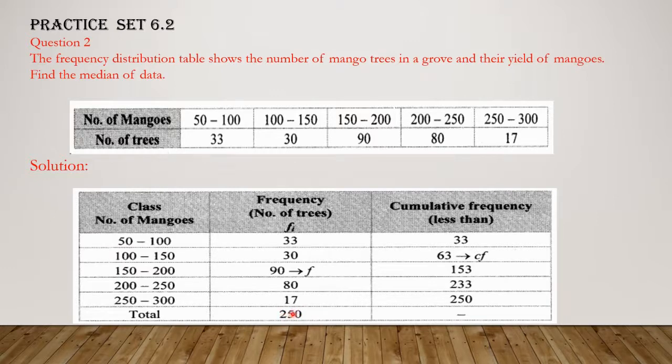Next, find the cumulative frequency just greater than 125. In this column, the cumulative frequency just greater than 125 is 153. Therefore, the corresponding class 150 to 200 is the median class. Therefore, the frequency of the median class is 90, and the cumulative frequency preceding the median class is 63. Therefore, CF equals 63.